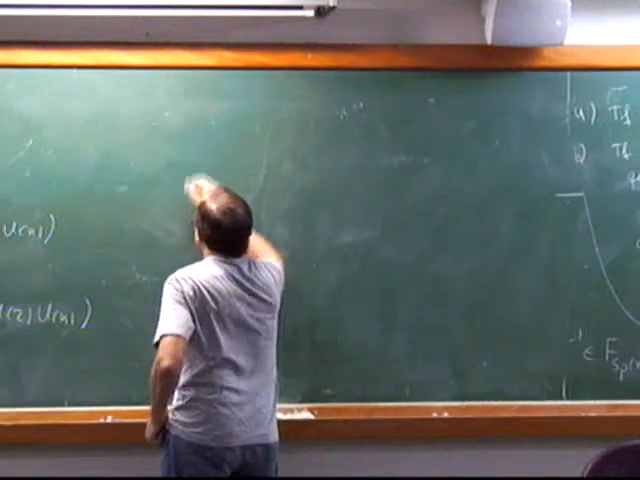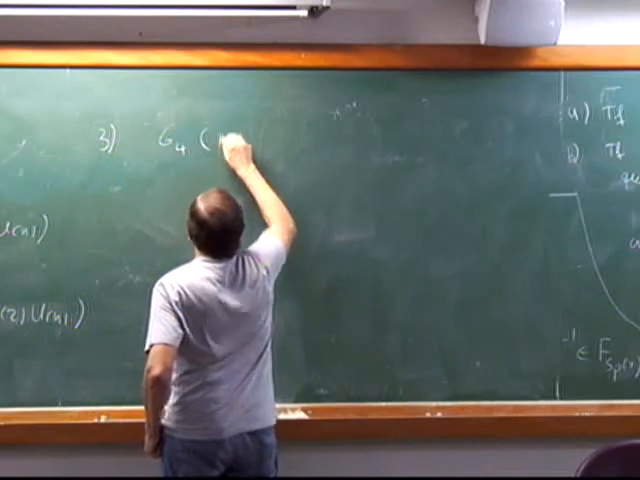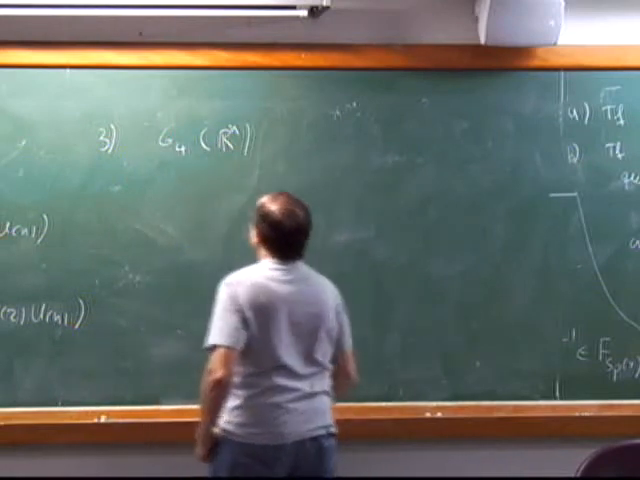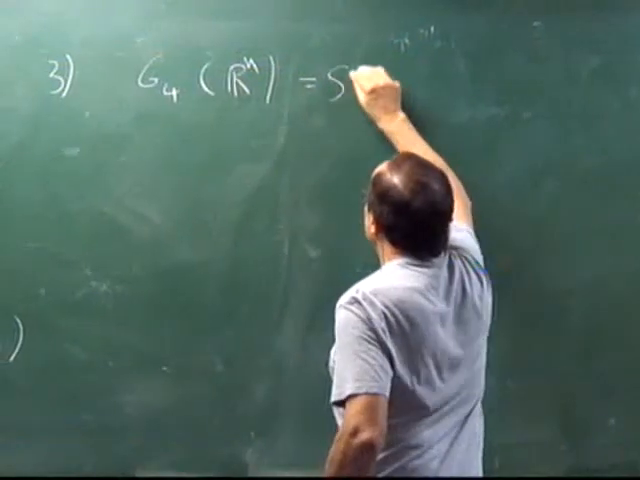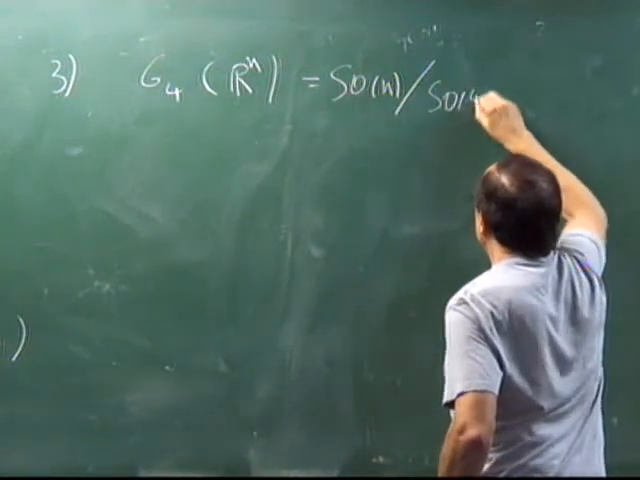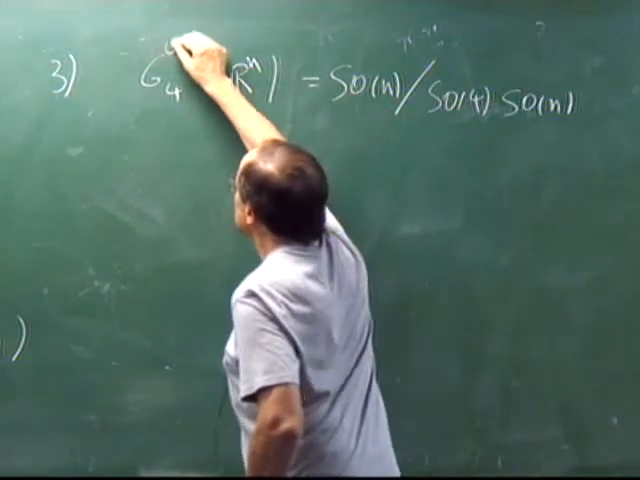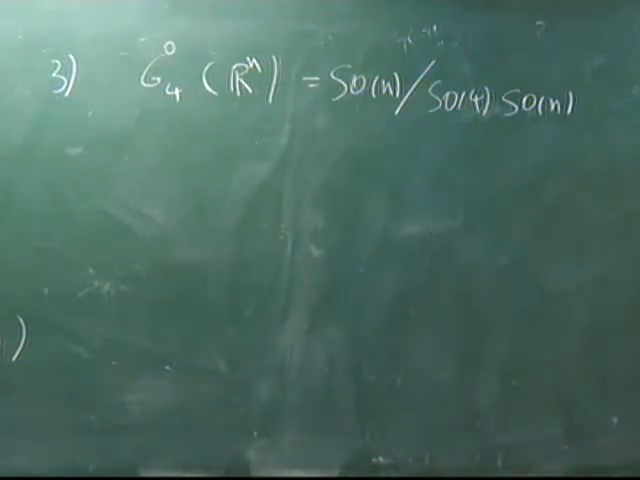The real Grassmannian of 4-planes in R^n. It's also Cartan symmetric. So as a symmetric pair, it is SO(n) divided by SO(4) × SO(n-2)... the oriented Grassmannian. SO(4) × SO(n-4) inside SO(n), that's my K.